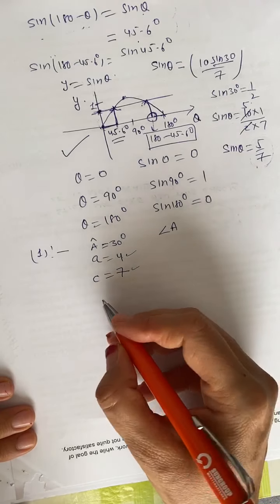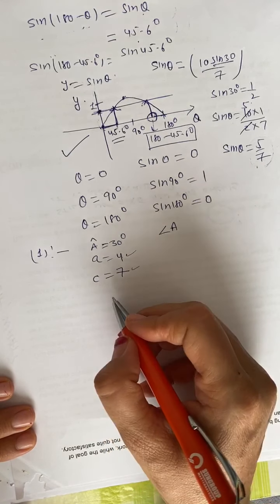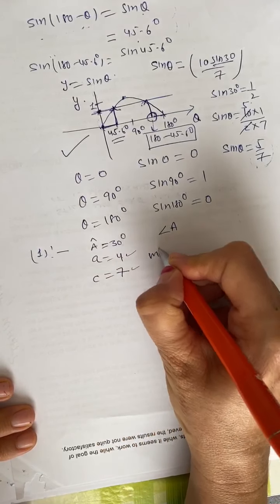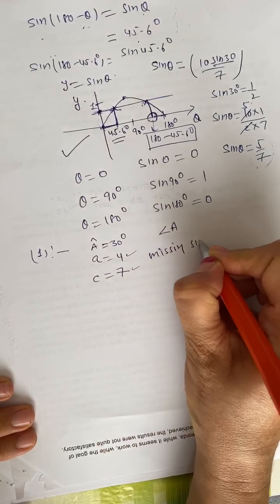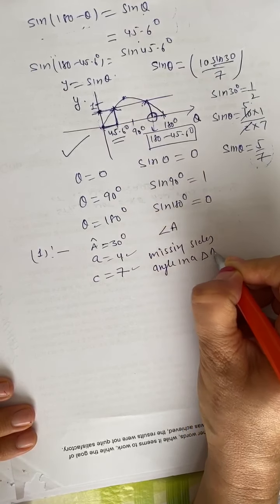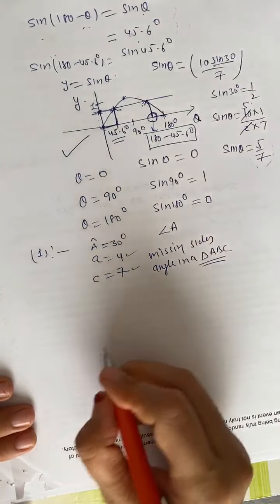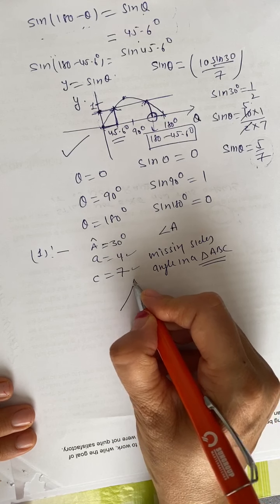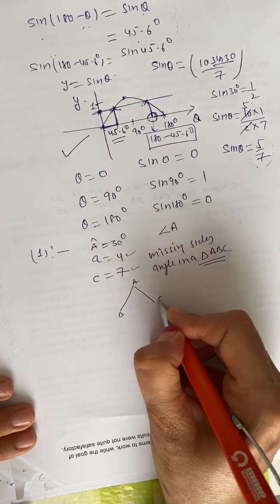It's just a sketch. They said to use the given information to find the missing sides and angles in triangle ABC. So this is what you need to find out. I'm going to sketch it first. So I have, this is A, this is B, this is C.